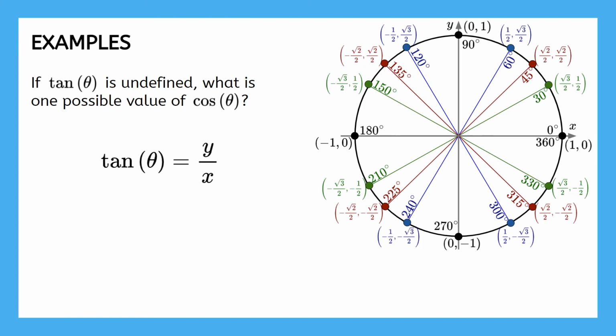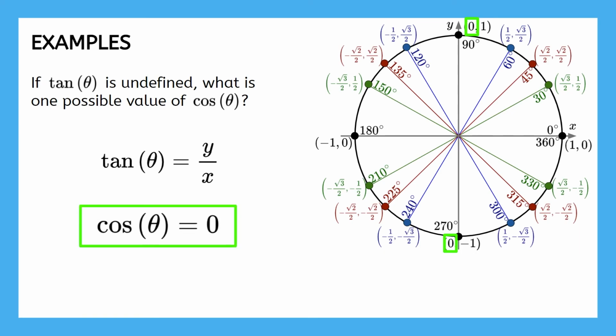So we're looking for points where the x-coordinate is 0. The points at 90 degrees and 270 degrees both have x-coordinates of 0. So 90 or 270 are possible values of theta. So a possible value of the cosine of theta is 0. At both 90 and 270, the x-coordinate is 0. And that matches what we've been thinking so far. Cosine was the x-coordinate, and we were looking for points that had an x-coordinate of 0. That means the cosine had to be 0.